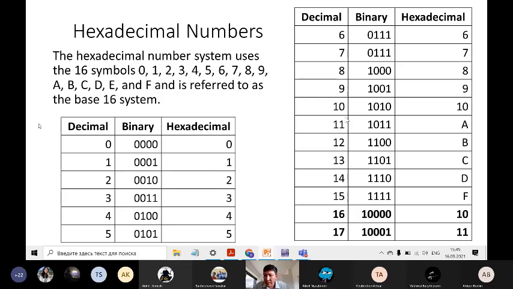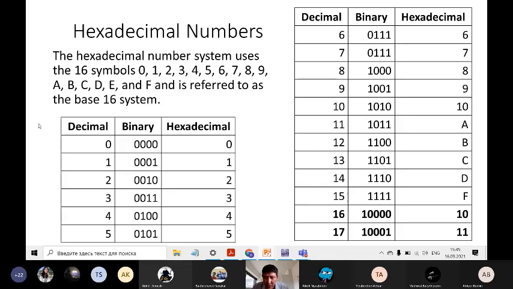After 9 we need to come up with new symbols. I think I made a mistake here, right? There should actually be A. Sorry, guys, I made a mistake. It should be A, B, C, D, E, F. Sorry for that. You can check these tables in the book, so do not pay attention to the table on the slide.